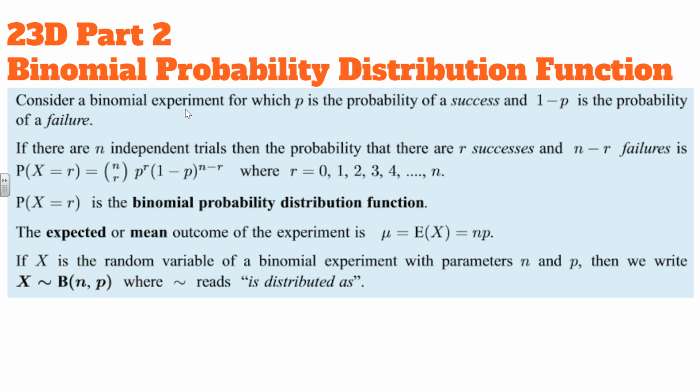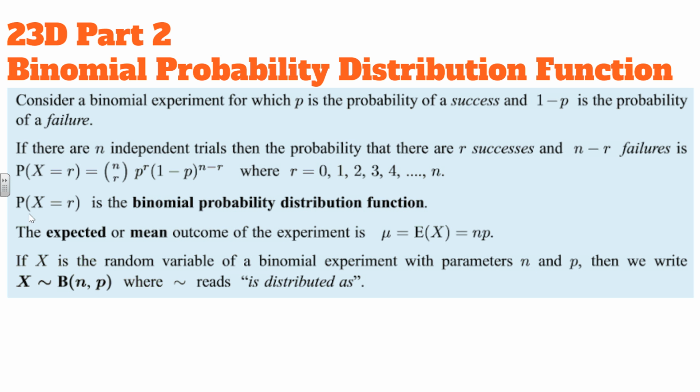But if you have a binomial experiment where p is the probability of success, and therefore 1 minus p is the probability of failure, we can then find the probability of getting r successes, and therefore n minus r failures, by saying the probability that x equals r is n choose r, which I can show you in the calculator how to get again in just a moment, times p to the r times 1 minus p to the n minus r, where the values of r are 0, 1, 2, 3, all the way up to n.